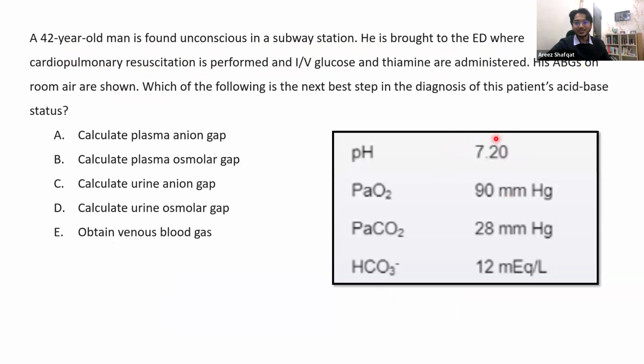So he has acidosis. pH is less than 7.2. PCO2 is low. So pH is low, PCO2 is low. They're both in the same direction. It's a metabolic acidosis. That's confirmed when you look at the bicarbonate. Now, you diagnose metabolic acidosis from this. What's the next best step in the diagnosis of this patient's acid-base status? Tell me.